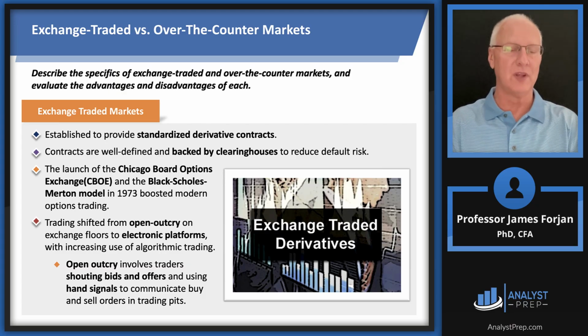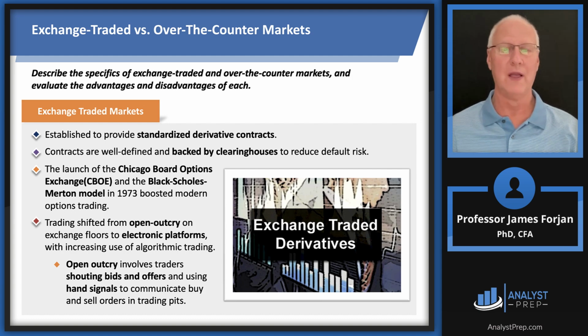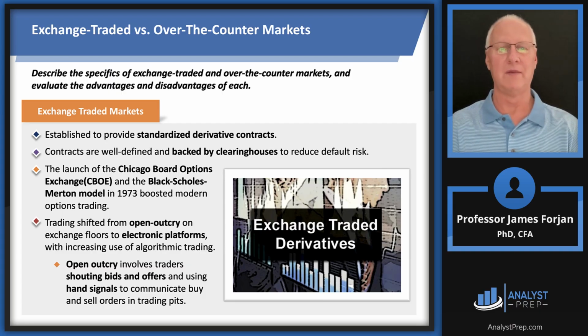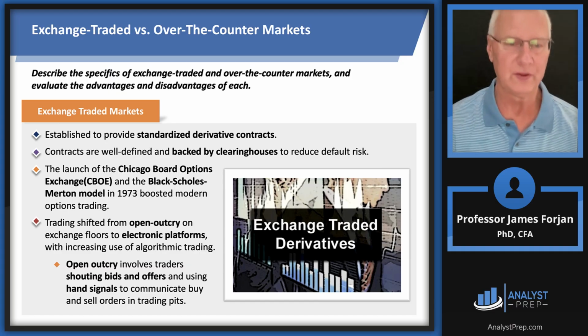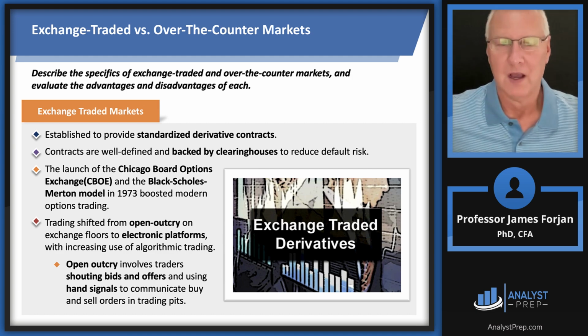And so this was the attraction. It's both an advantage and a disadvantage, but this is why it's so popular, because the standardization of the amount, like the 5,000 bushels, and the timing, like the third Wednesday in March or the third Wednesday in June, increases liquidity. In fact, there's massive liquidity on these exchanges so that you can get in and out. Look at the bottom, open outcry. They're shouting bids and offers, and they're using hand signals.